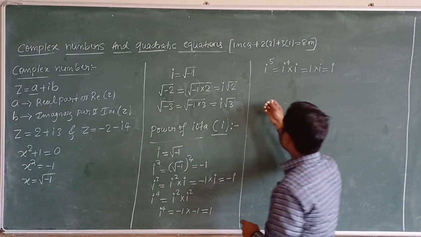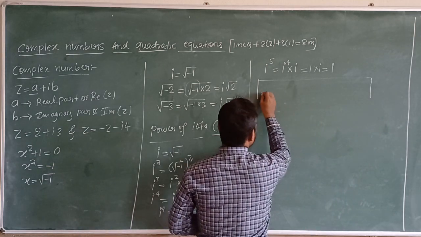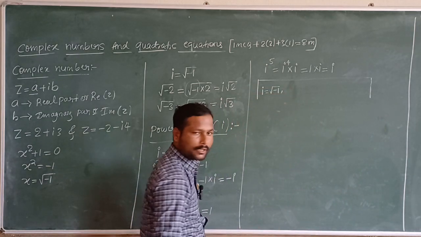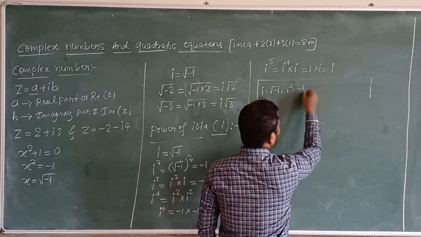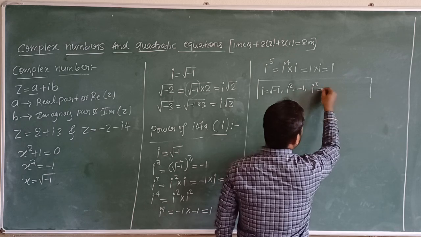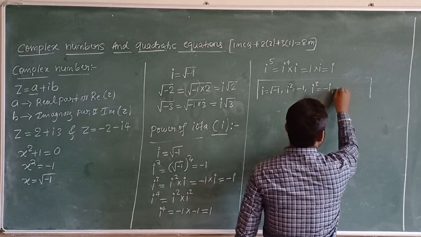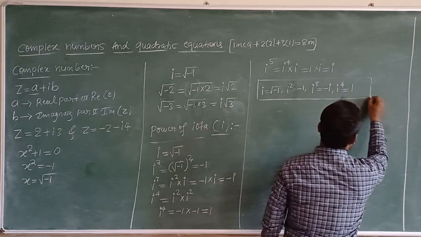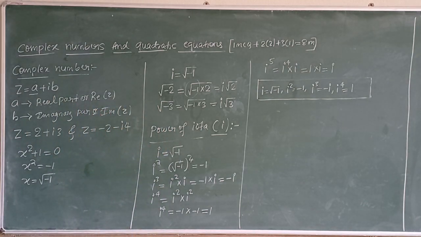So now I know the values of iota powers. Iota is nothing but the square root of -1. Next, i square value is -1, and i to the power 3 is minus i. Same as it is, i to the power 4 is +1. These are the powers of iota. Now take a negative power here.